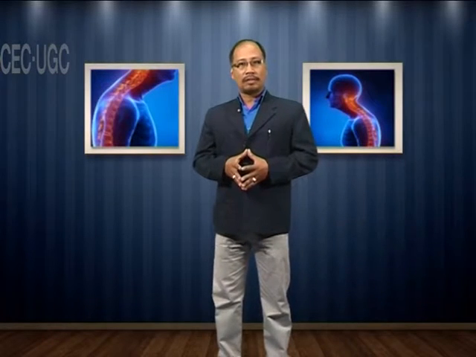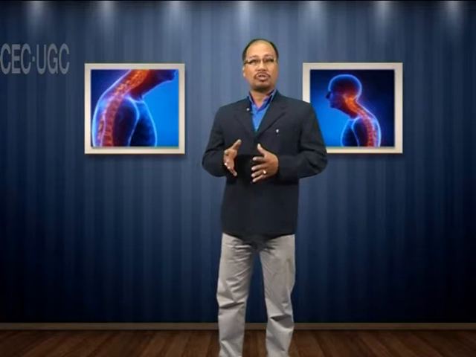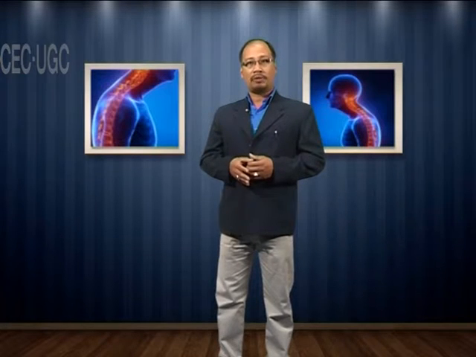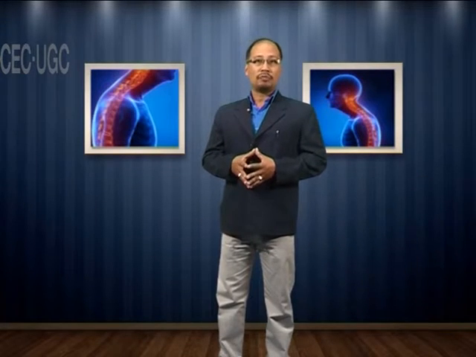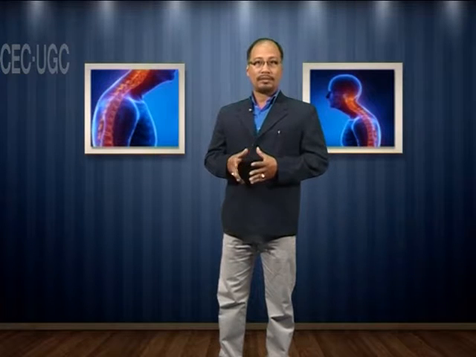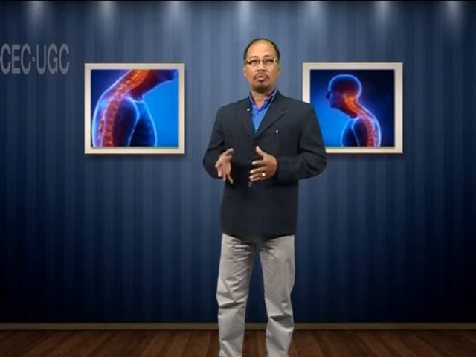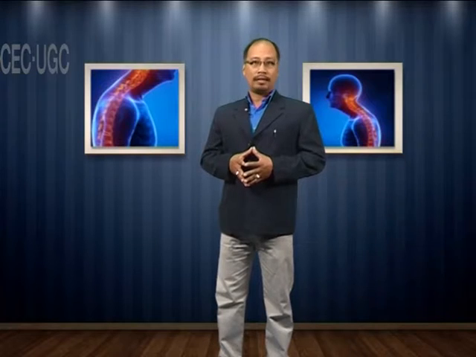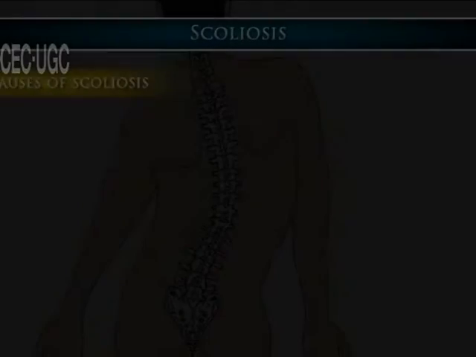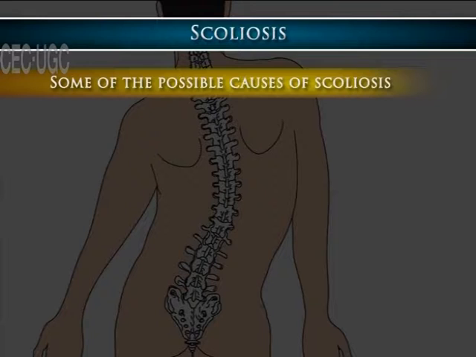Scoliosis is a condition that causes the spine to curve to the side. It can affect any part of the spine, but the most common regions are the chest area, that is thoracic scoliosis, and the lower section of the back, that is lumbar scoliosis. So here comes some of the possible causes of scoliosis.